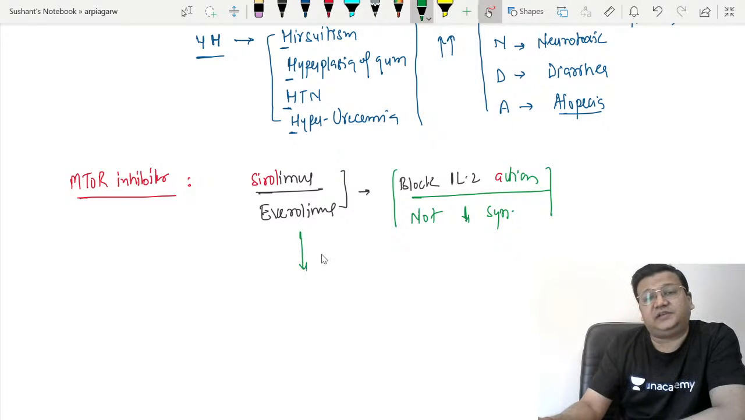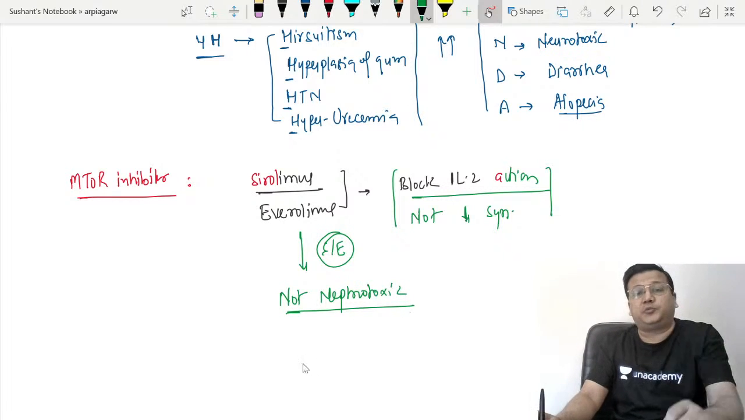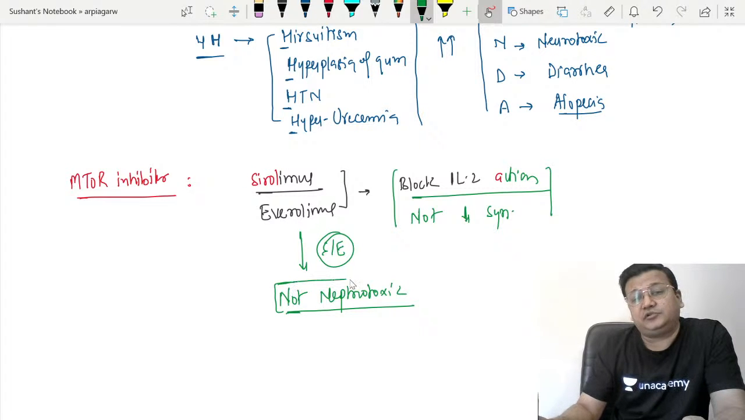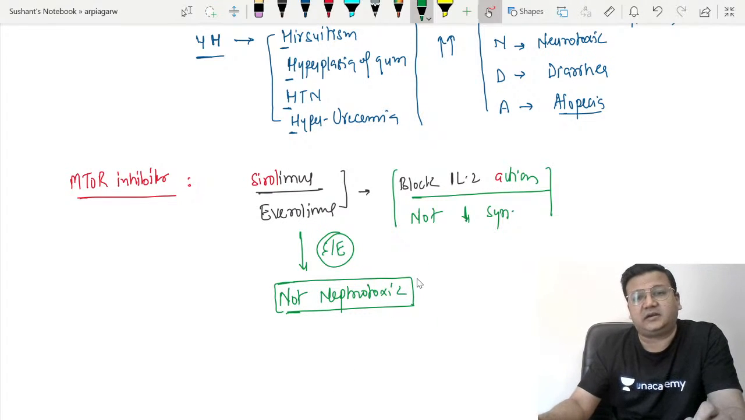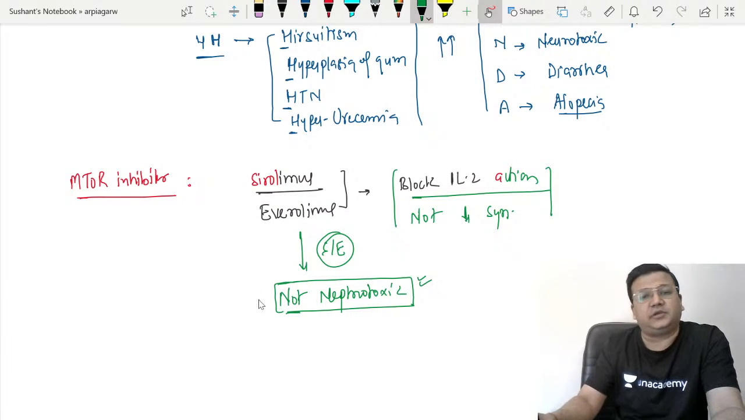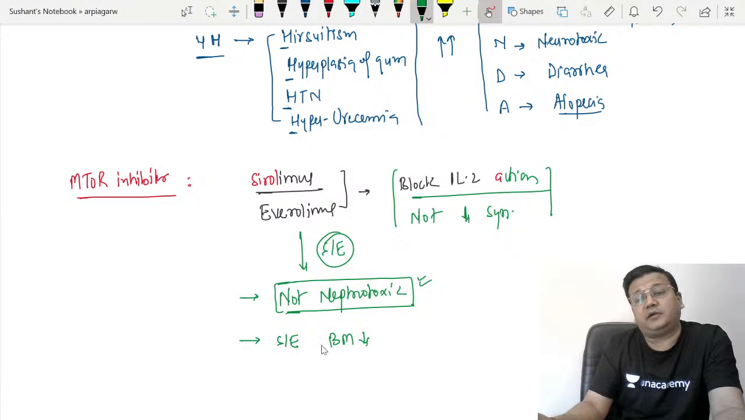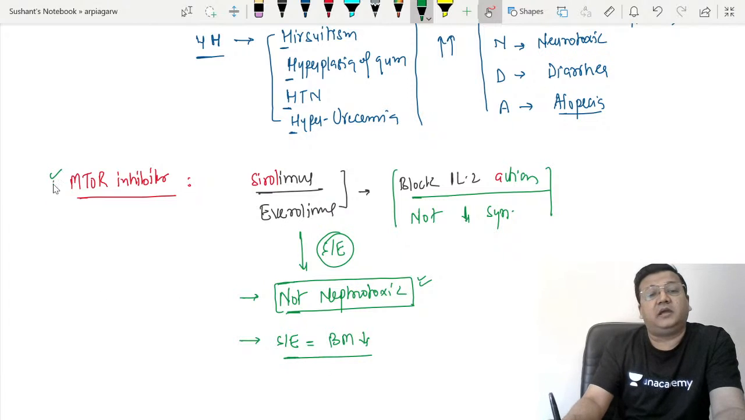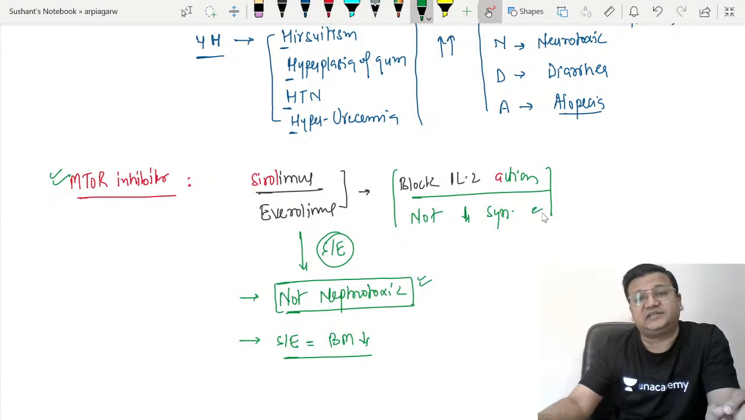Why would we consider these drugs? Please remember, they are not nephrotoxic. So if a patient starts developing too much renal damage with cyclosporin, you get rid of cyclosporin and introduce sirolimus or everolimus in the treatment. So that is their advantage over cyclosporin. They are not nephrotoxic, and their main side effect is again bone marrow suppression. mTOR inhibitors do not decrease interleukin synthesis, block its action, and the main problem is bone marrow suppression.